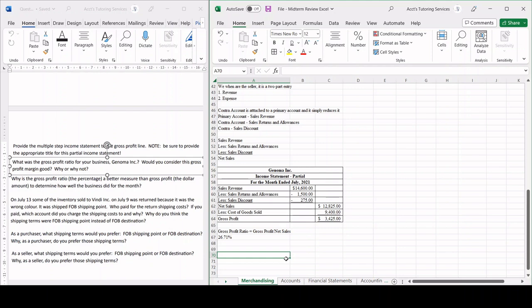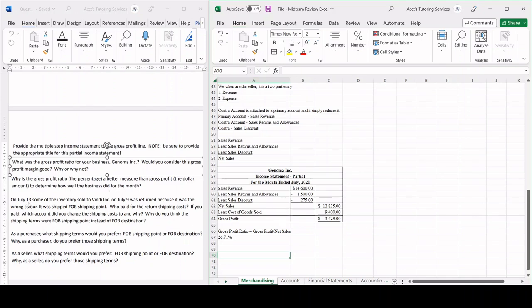So the gross profit ratio lets us compare two different companies or two different years of considerable size on an apples-to-apples basis. So that's why the gross profit ratio is a better measure than gross profit.